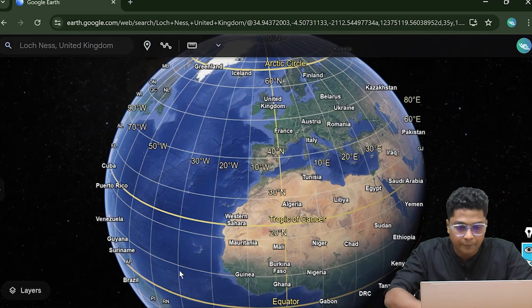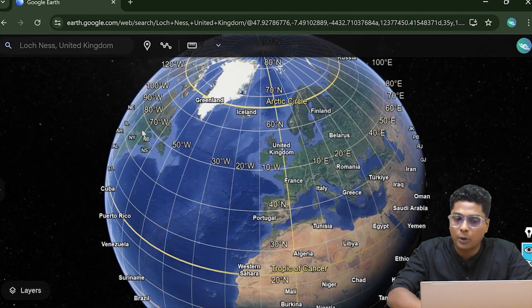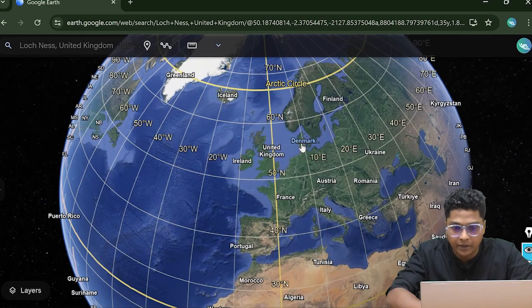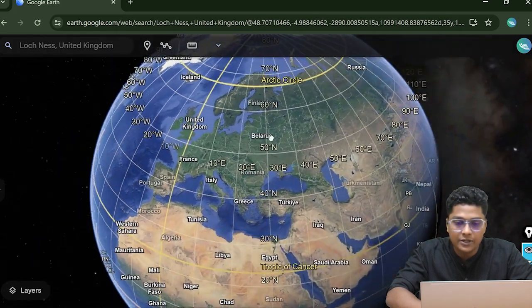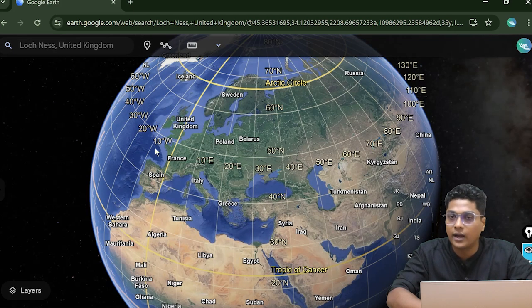This is the Atlantic Ocean, and here we can see Greenland, geographically part of North America, but politically part of Denmark. Denmark is located here. So this entire region we are going to talk about in today's session, starting from this UK-Ireland region all the way up to the Ural Mountains. Then here we have the Black Sea, Mediterranean Sea, and northern regions as well.